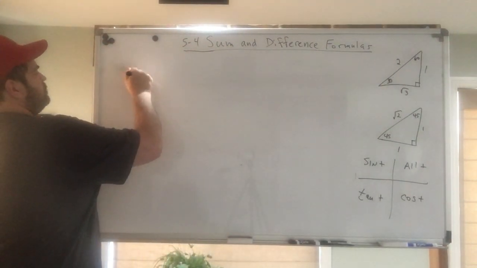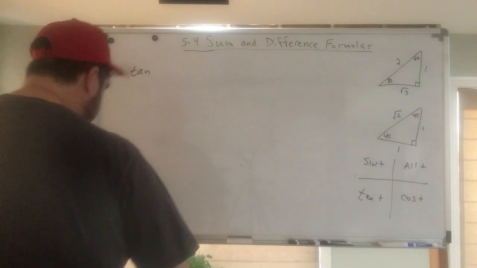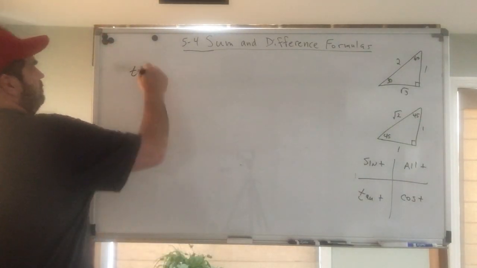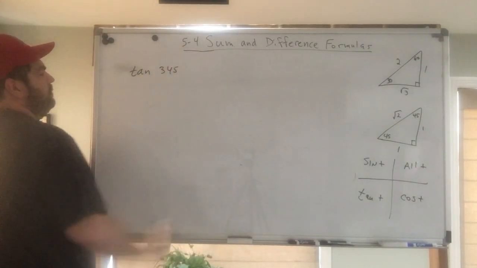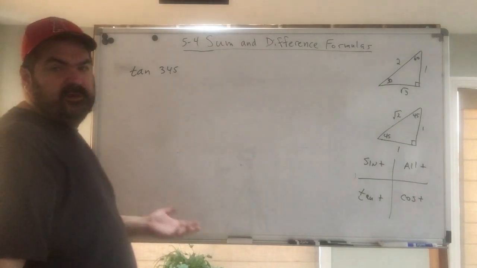So let's do tangent. I wrote down a problem I like to do. Let's do tangent of 345. All right, so tangent of 345. I mean, you're like, 345, that's way out there.